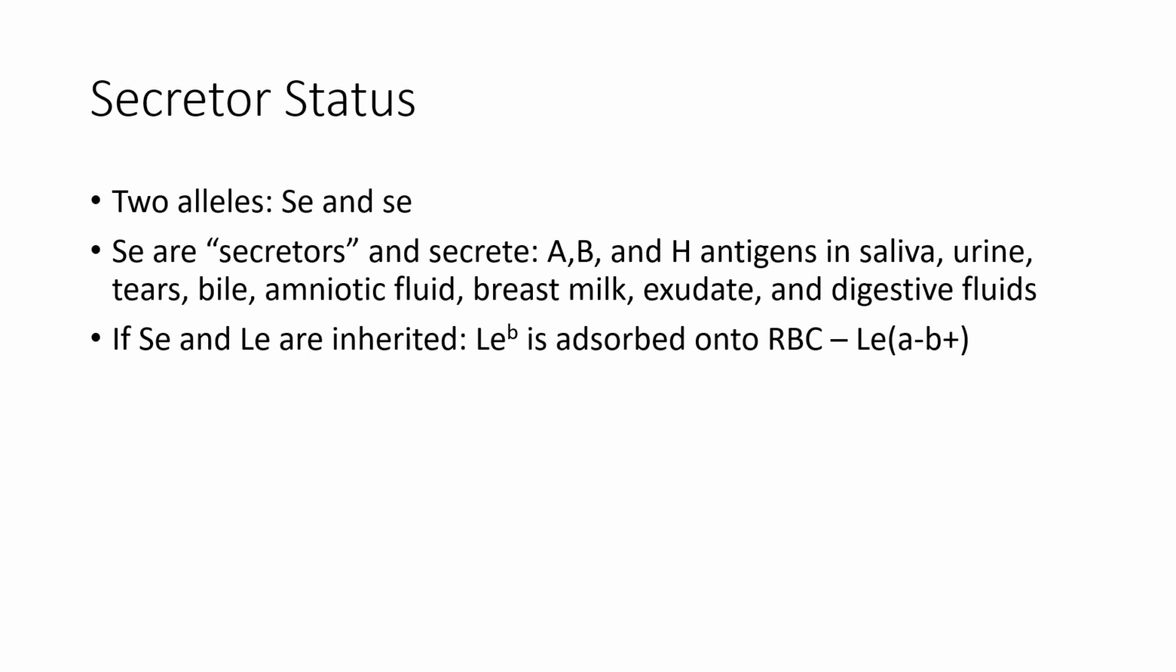If the SE, big SE, and LE, Lewis, genes are inherited together, Lewis B will then be adsorbed onto the red blood cell, causing a homozygous Lewis B blood type. And we'll talk more about that when we review the Lewis blood group.